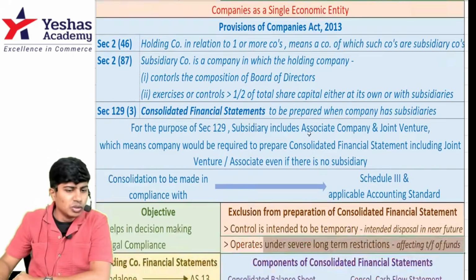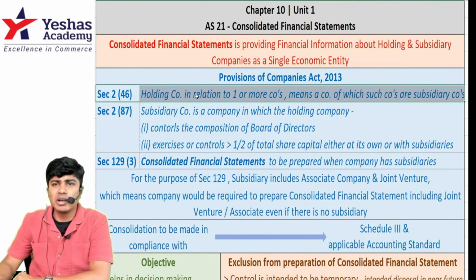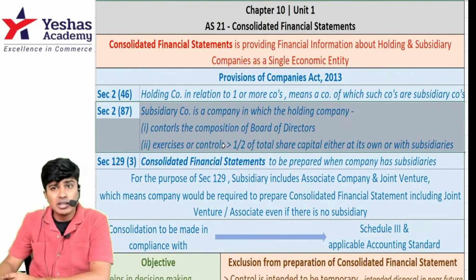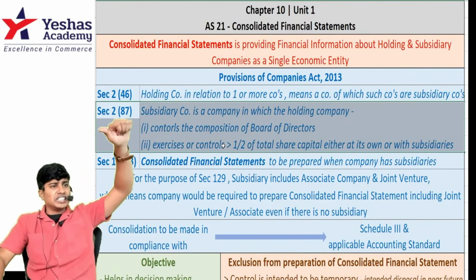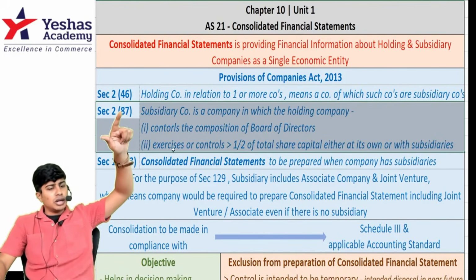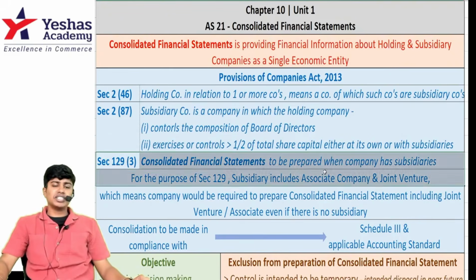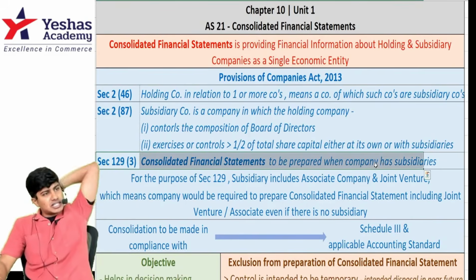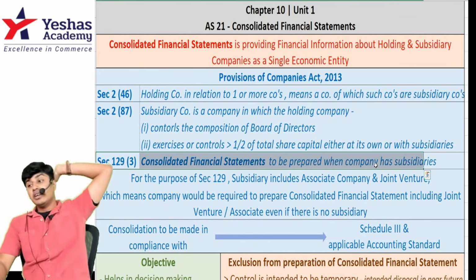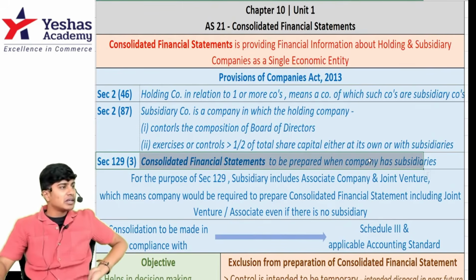So let's get back. You know these basic things. You know what is a holding company? When you have control, you become holding. The company on which you have control becomes your subsidiary. How can you have control? Two ways. One, more than 50% stake. Two, control over the composition of the board of directors. Section 129 subsection 3, what does it say? Consolidated balance sheet preparation is compulsory. Sorry, basically consolidated financial statements preparation is compulsory whenever you have a subsidiary.